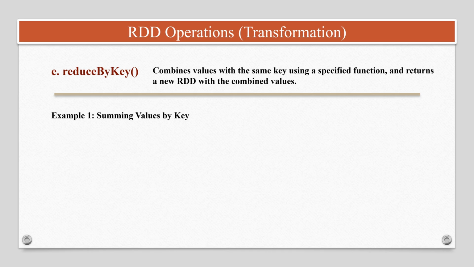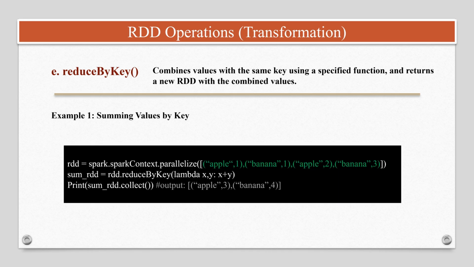Example of reduceByKey, like summing values by key. In the given example, we have used the reduceByKey function to add values for each fruit type. Here, apple 1 and apple 2 are combined to give apple 3. The same way, banana 1 and banana 3 are combined to give banana 4.